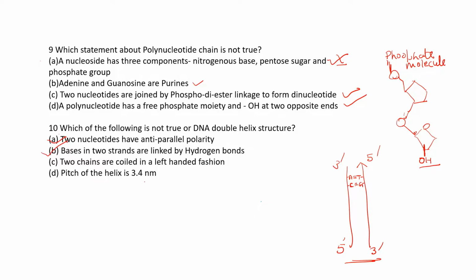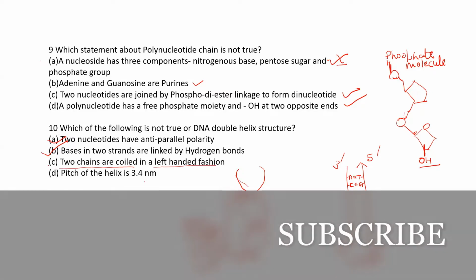Two chains are coiled in a left-handed fashion. So this is wrong because it is right-handed. It is coiled in a right-handed fashion. The fourth option is that the pitch of the helix is 3.4 nanometers. If we draw the helix, one complete turn represents the pitch. The incorrect option is this one, and the remaining options are correct.